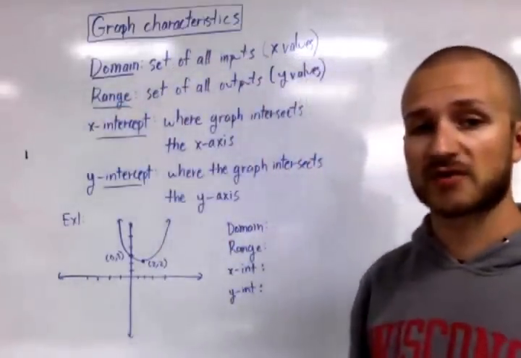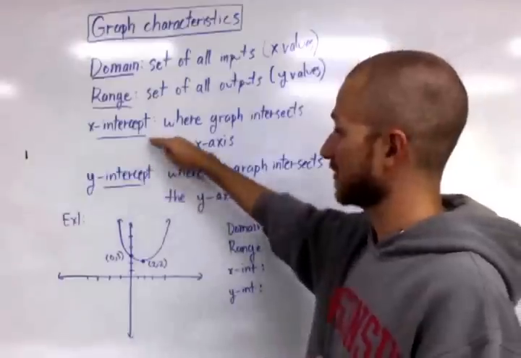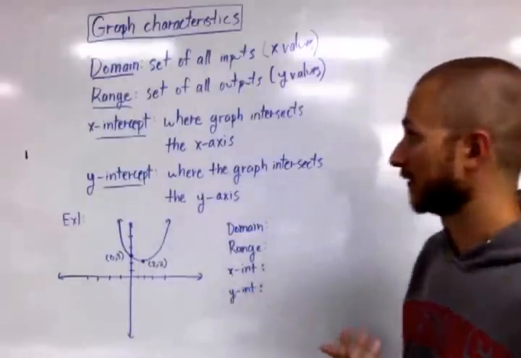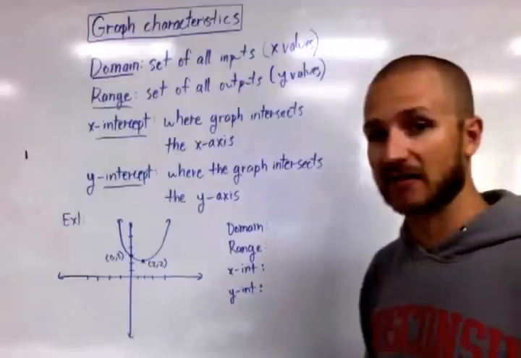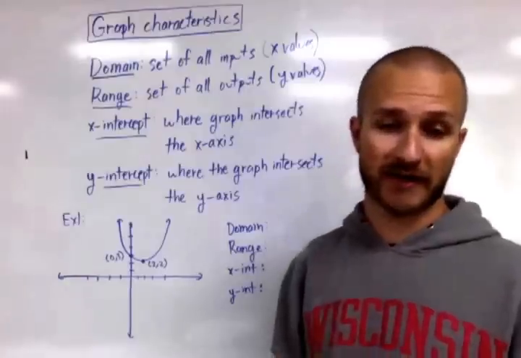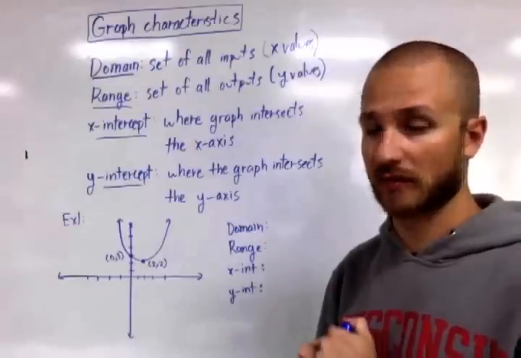Two other things we're going to look at to start graph characteristics off this year are the x-intercepts and the y-intercepts. They're pretty aptly named. An x-intercept is where the graph hits the x-axis. The y-intercept is where the graph intersects the y-axis. Okay, let's look at an example and see what these things look like on an actual graph.